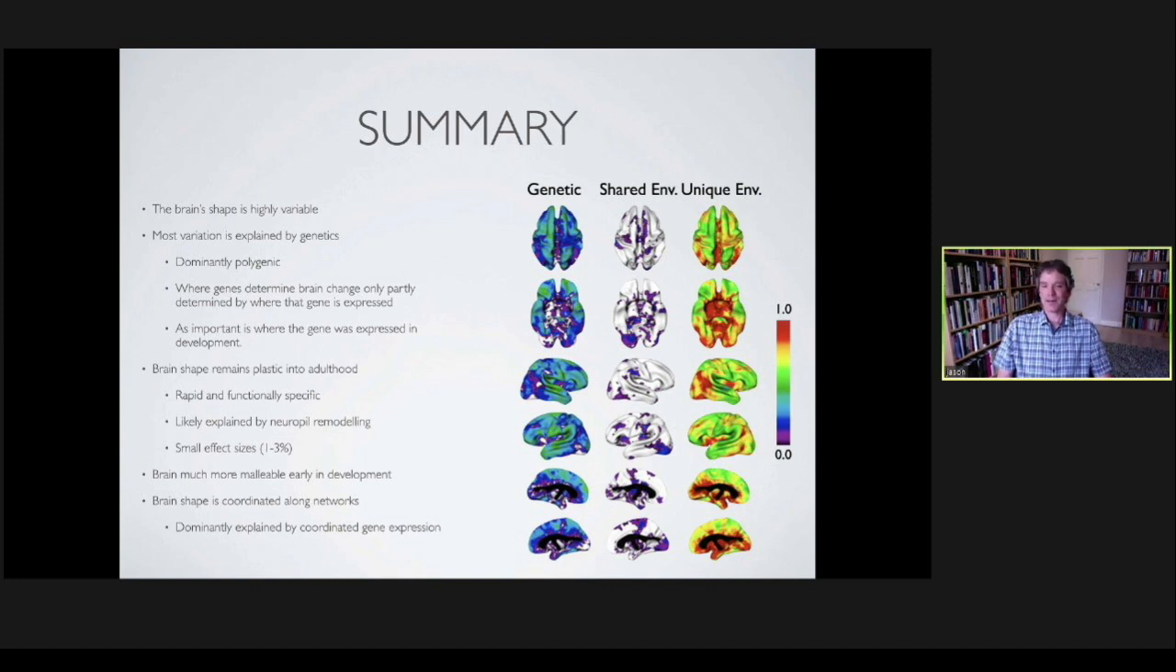Lastly, the brain shape is coordinated along networks, not just changing in isolated places, which at least in normal variation seems to be dominantly explained by coordinated gene expression as well as proximity, where direct connectivity actually matters less than we would have thought. So I'll finish here.